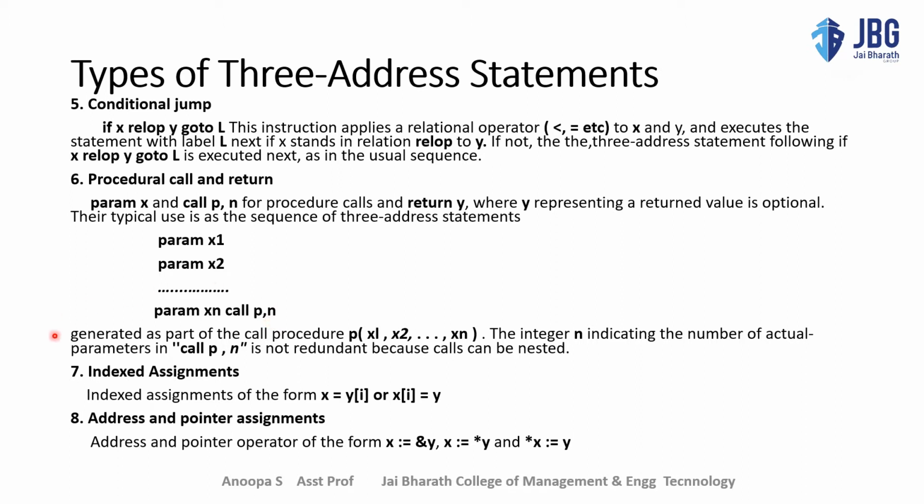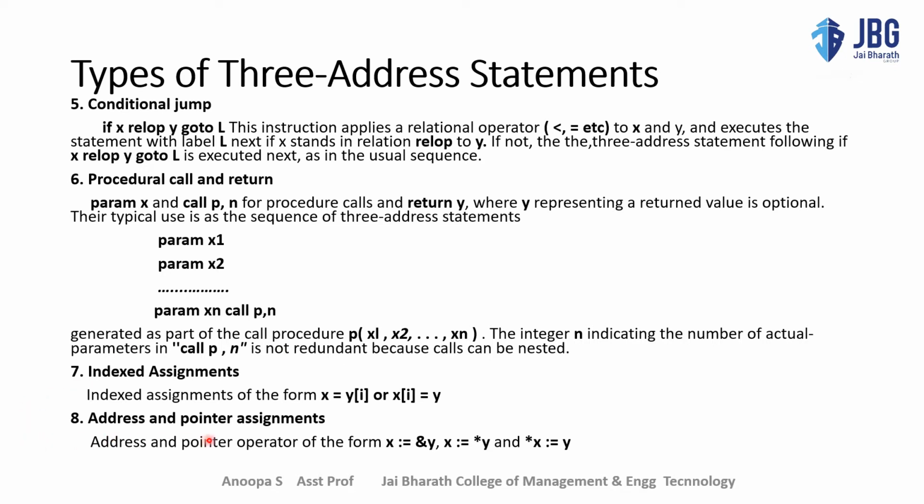Then we have indexed assignments. So x equal to y of i, or x of i equal to y. These are two types of indexed assignment. What does this mean? In the array y, a particular index we have to select, then that value is assigned to x. In the other, we have to assign y to a particular element of array x with particular index i, that is x of 3 equal to y, and this is x equal to y of 3.